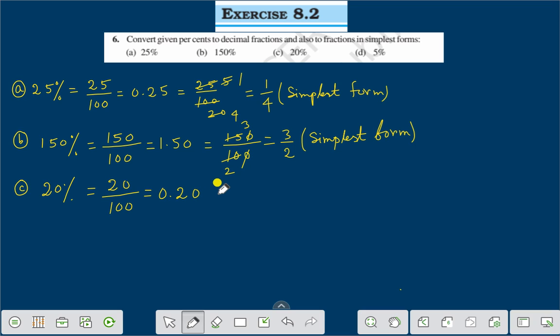Now we'll change this into simplest form, that is 20 by 100. This 0 will cut, 2 1 is 2, 2 5s are 10, that comes to 1 by 5, and that is the simplest form.